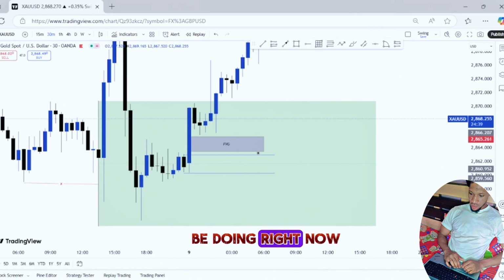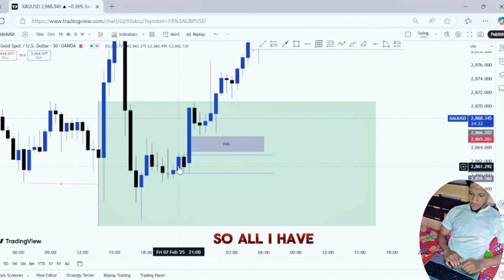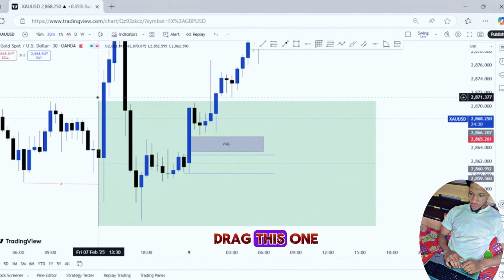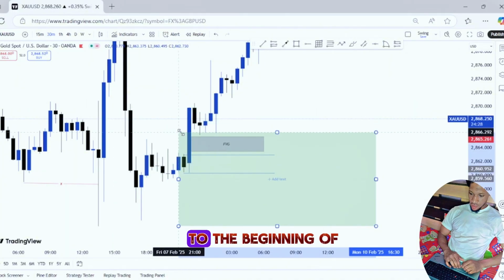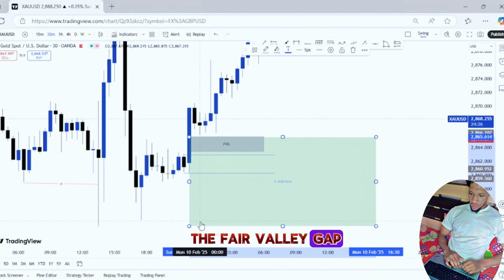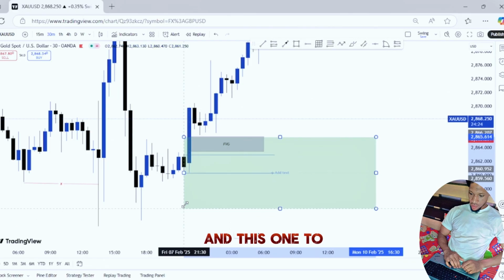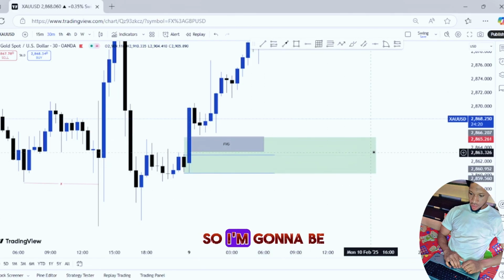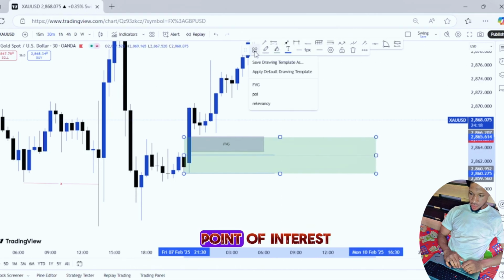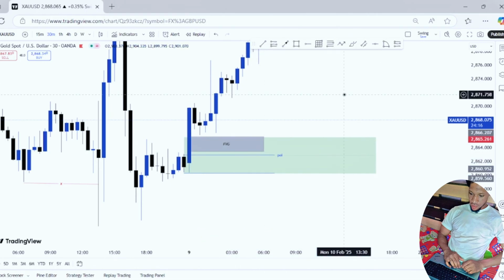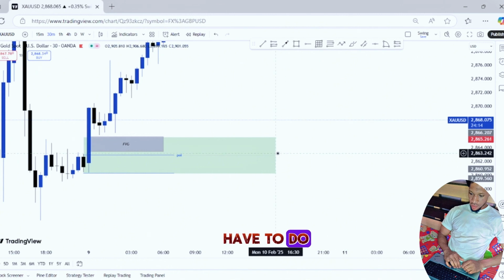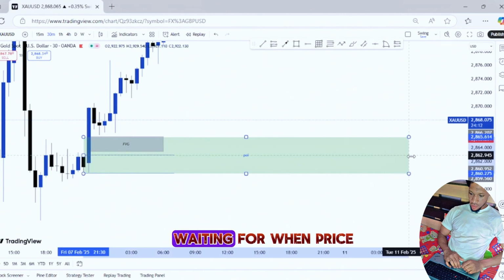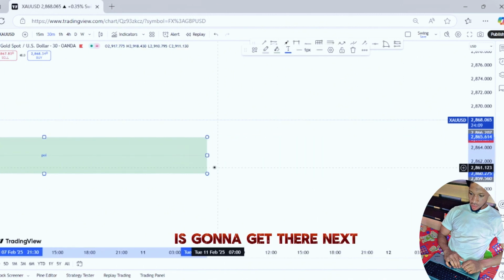So all I'm going to be doing right now, I'm going to be compressing it so my stop loss can be very, very small. Okay, so all I have to do is to drag this one to the beginning of the fair value gap and this one to the low of the order block. So I'm going to be naming this one my point of interest. Understood? So all I have to do, I have to send this to the future, waiting for when price is going to get there next.